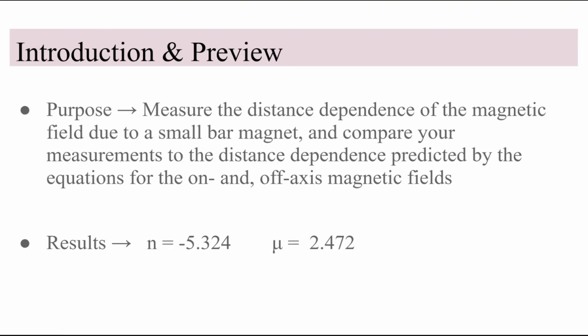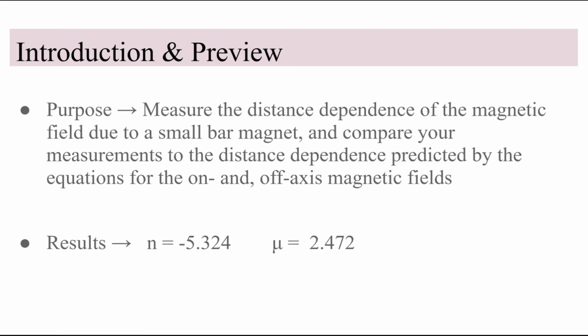So the primary purpose of this experiment was to measure the distance dependence of the magnetic field produced by a small bar magnet. We then compared these experimental measurements to the theoretical predictions provided by the Biot-Savart law, which is modeled in GlowScript for both on-axis and off-axis magnetic fields.